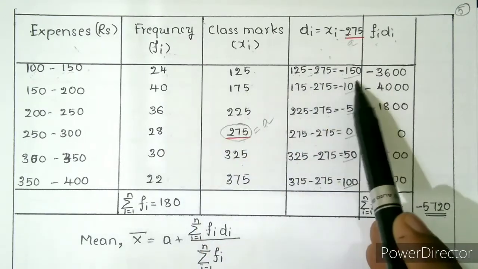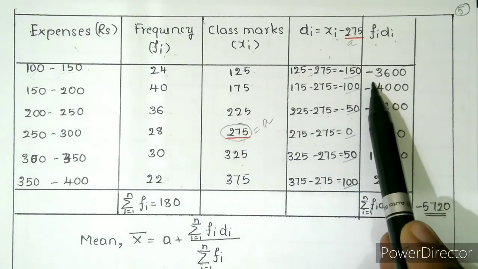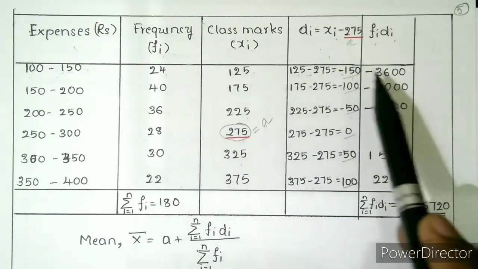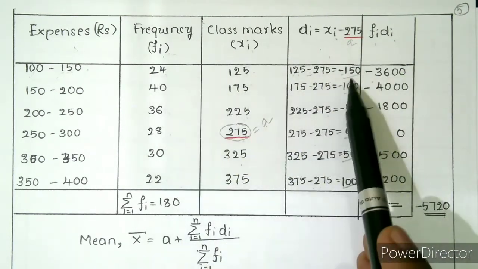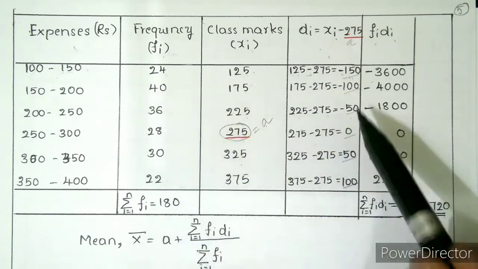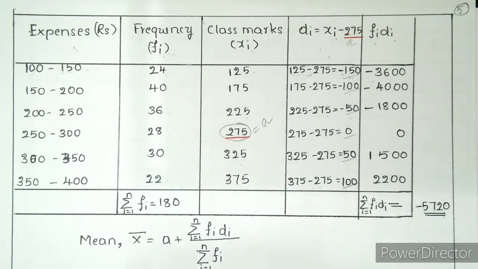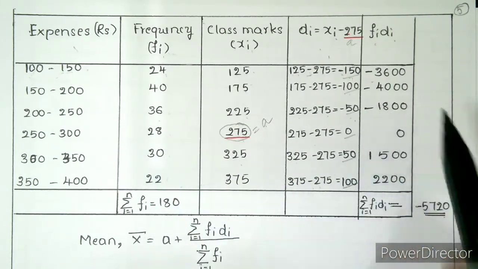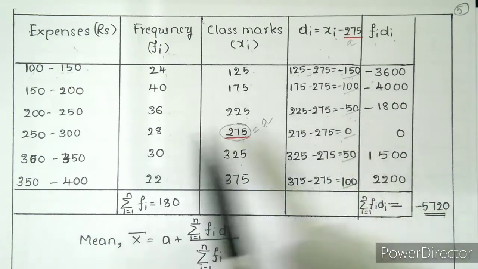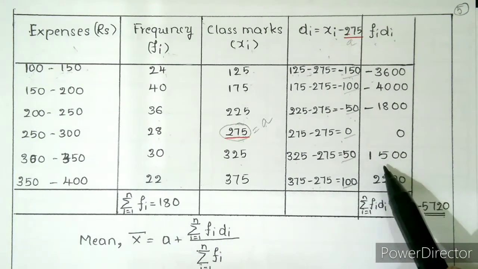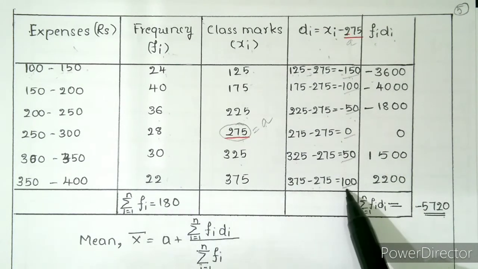So 24 into minus 150, you get minus 3600, since when you multiply minus into plus, you get minus. 40 into minus 100, you get minus 4000. 36 into minus 50, you get minus 1800. 28 into 0, 0 into something you get 0. 30 into 50 you get 1500. 22 into 100 when you multiply you get 2200.